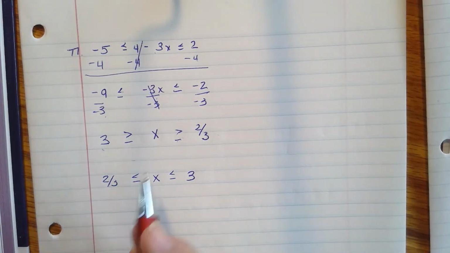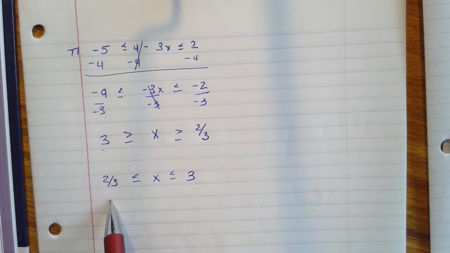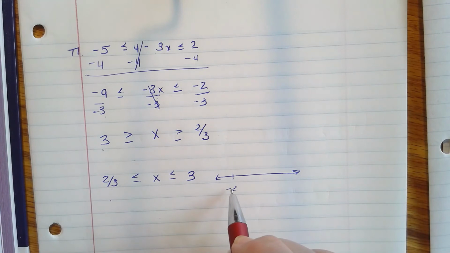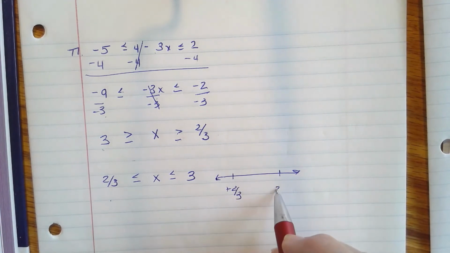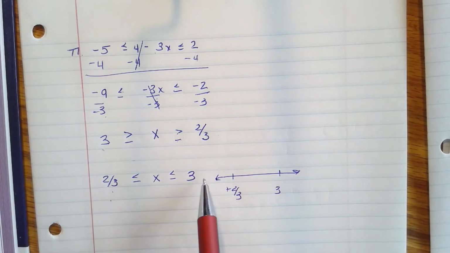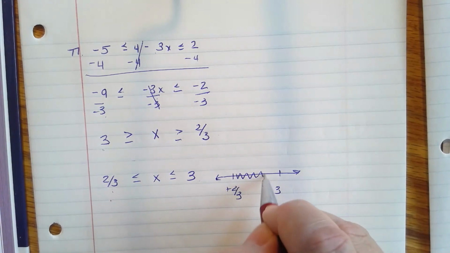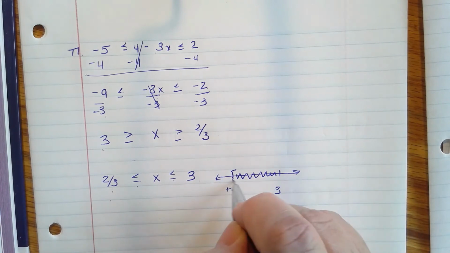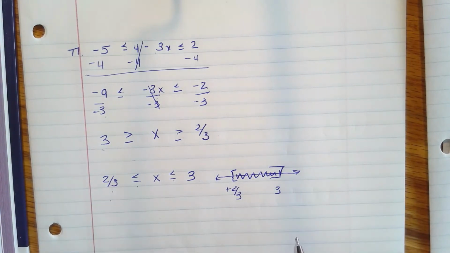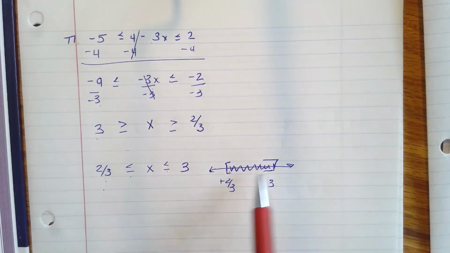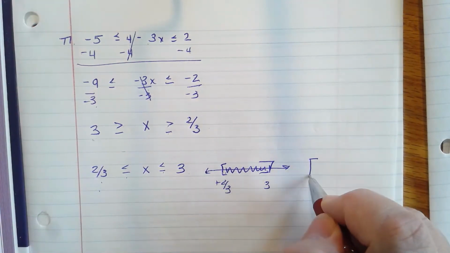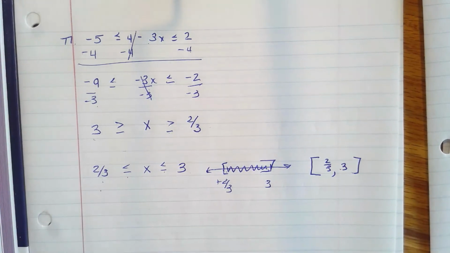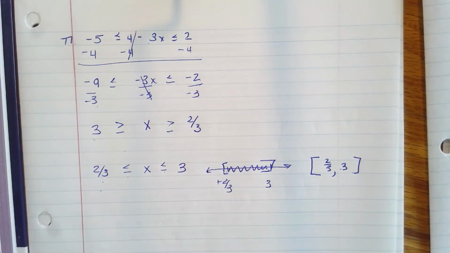Because that puts the smaller number on the left-hand side, which makes it easier for us to think about what our number line graph should look like. So we're going from 2/3 to 3, shading in between. Both of them have equals, so we'll do a parenthesis on both parts. I'm sorry, that's wrong. We'll do a bracket on both parts. So we've got bracket, 2/3, 3, bracket. And that was number 77.